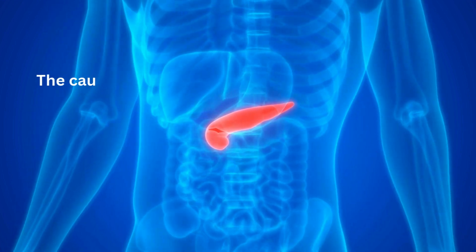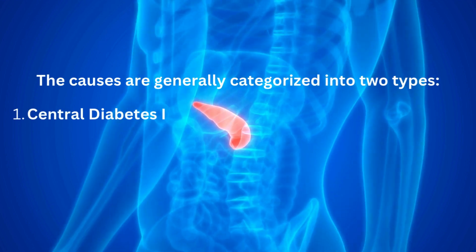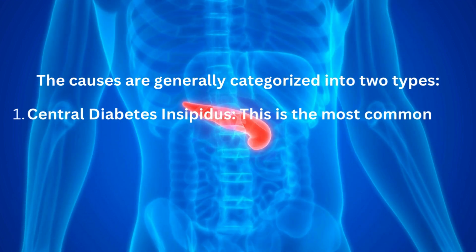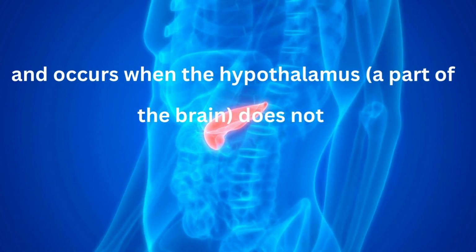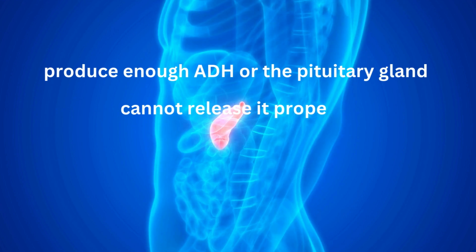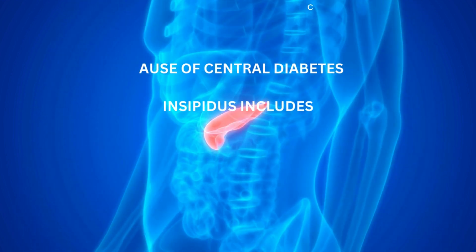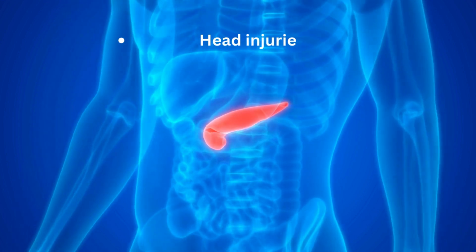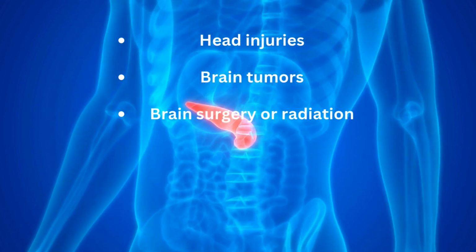The causes are generally categorized into two types. 1. Central diabetes insipidus. This is the most common form and occurs when the hypothalamus, a part of the brain, does not produce enough ADH or the pituitary gland cannot release it properly. Causes of central diabetes insipidus include head injuries, brain tumors, brain surgery, or radiation.